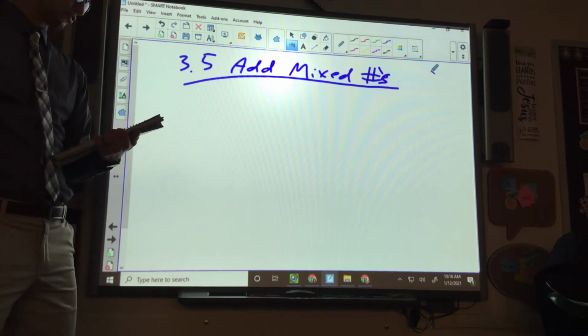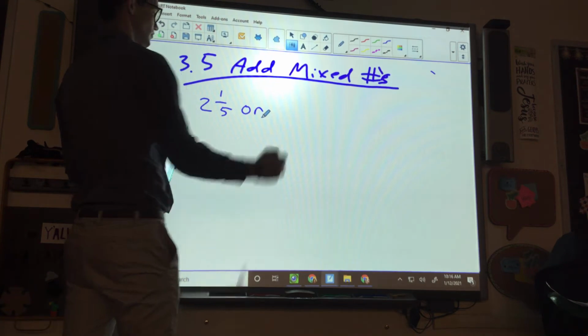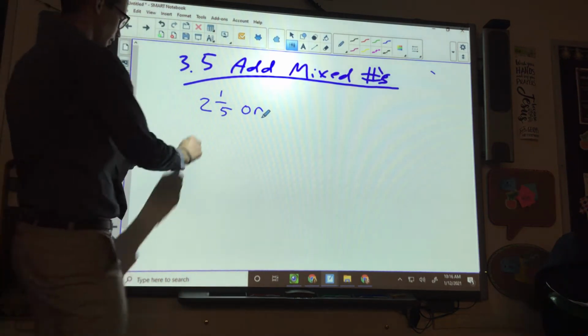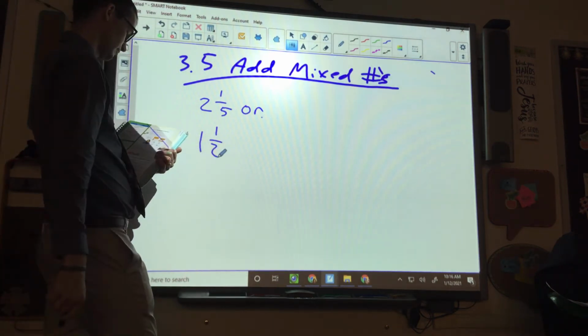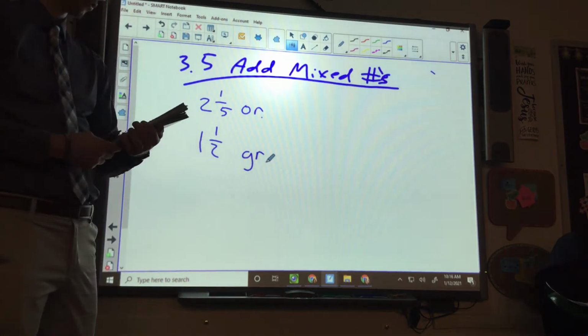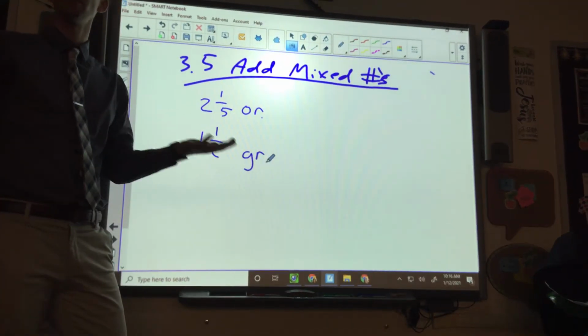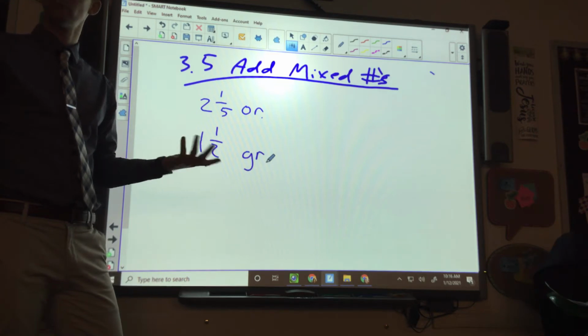So Maya bought 2 1/5 pounds of oranges. She also bought 1 1/2 pounds of grapes. What is the total weight of everything she bought? So basically we have to be able to say, hey, we can add 2 and 1, right? 2 and 1 makes 3.